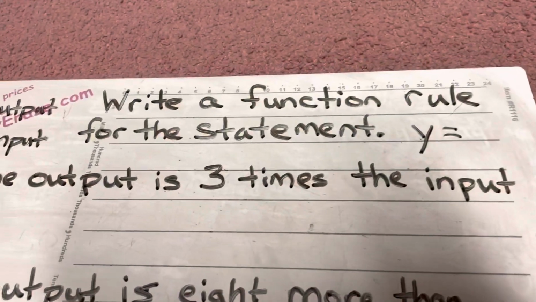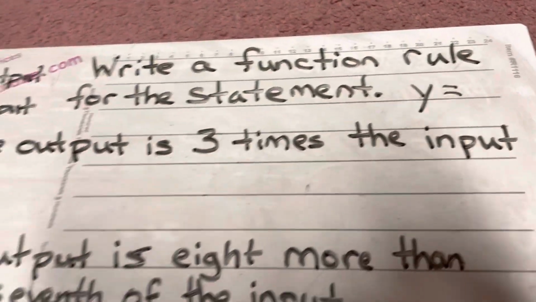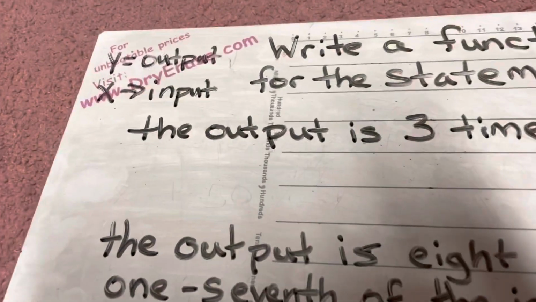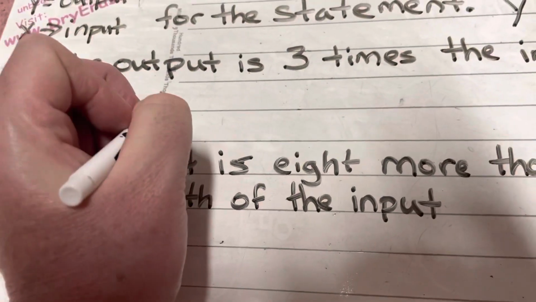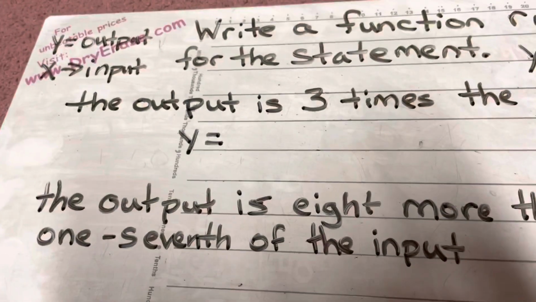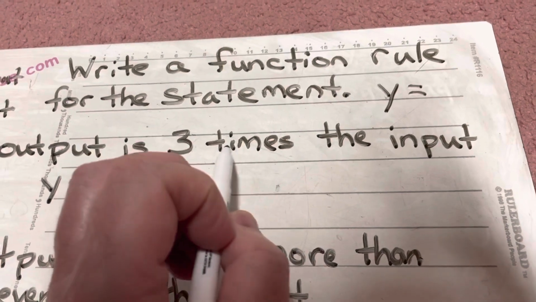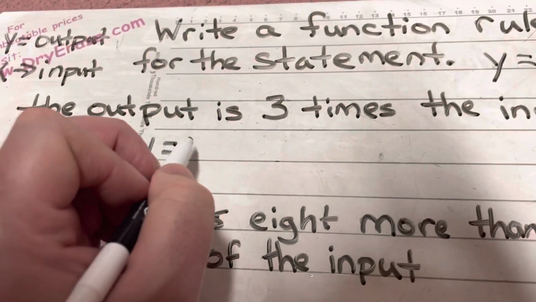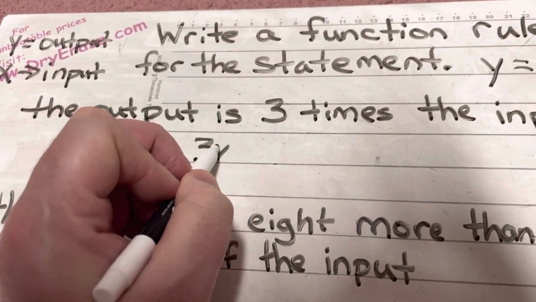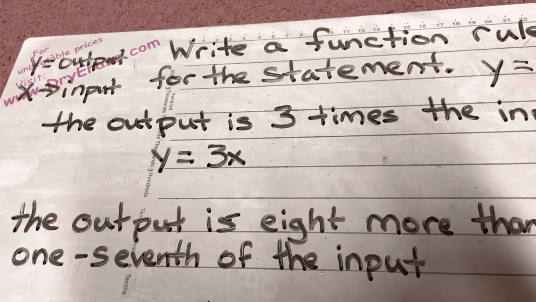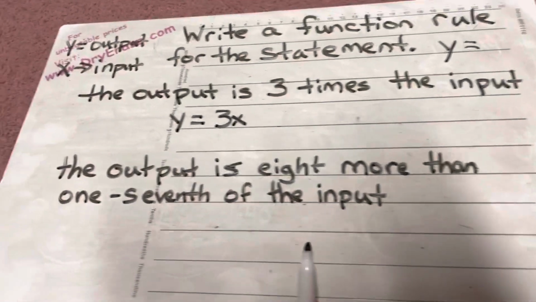So it says write a function rule for the statement y equals. Well, the output is 3 times the input. Well, the output is y. So we know everything needs to be y equals. Now it says 3 times the input. The input is x. Well, 3 times the input, or 3 times x, is 3x. And so our function rule is y equals 3x. Not hard. Let's look at one more.